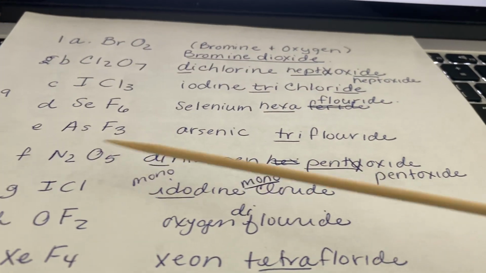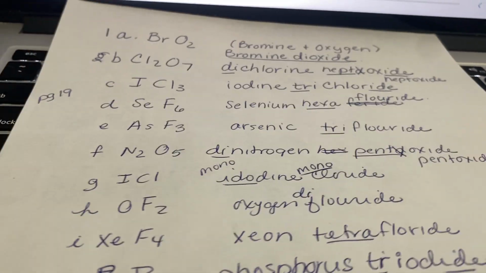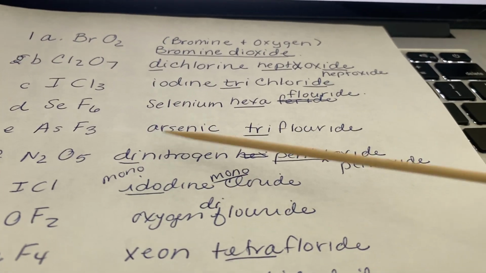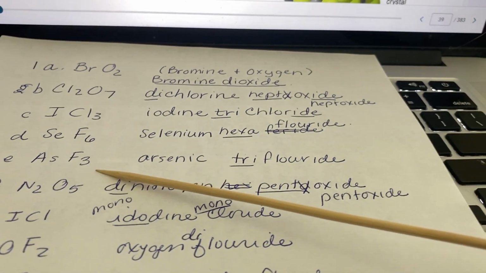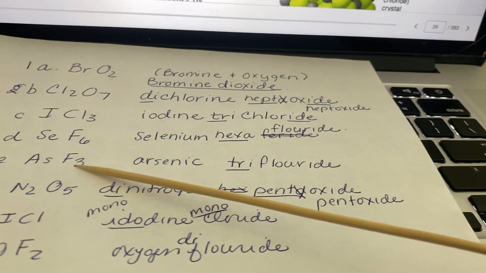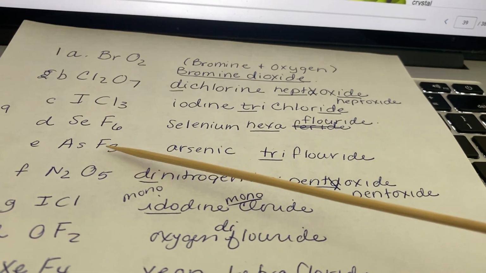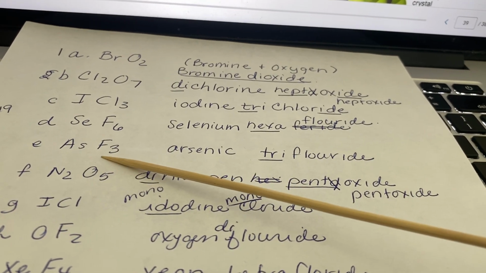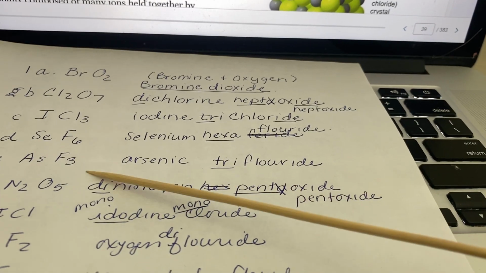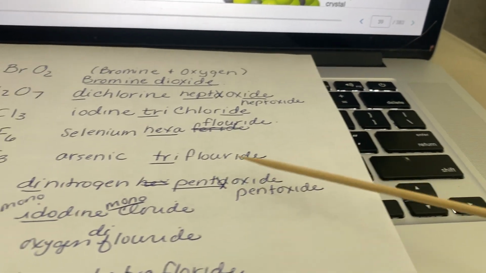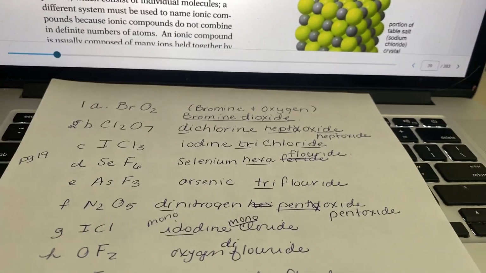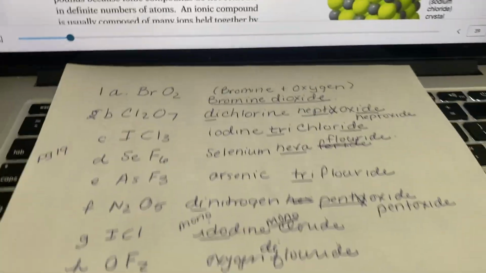The next one is As. I had to look up As, arsenic. And then we have fluoride. So we have arsenic, and how many fluorides? Tri. So it's arsenic trifluoride. Okay, let's go on to the next one.